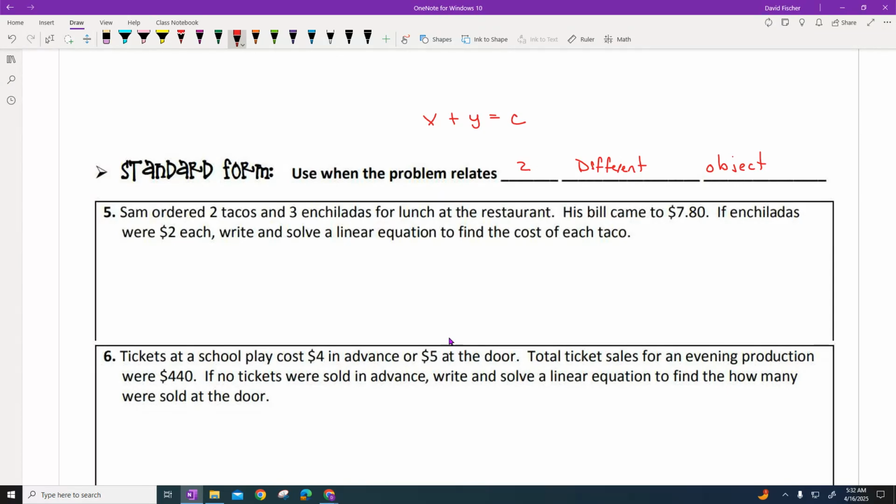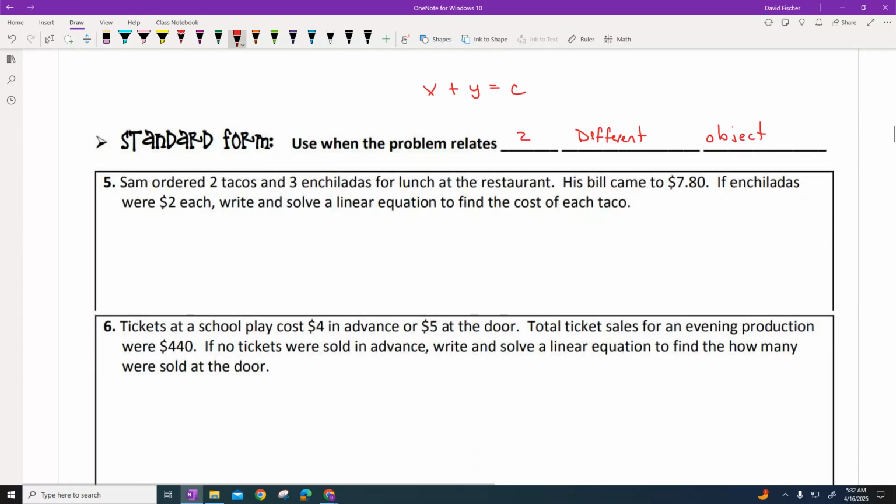Standard form. So just like we did a month ago, instead of x's and y's here, I want to get down to the end and say what my letter is and then use my key over here to figure out what I solve for. So here's Sam ordered 2 tacos and 3 enchiladas at a restaurant. So here's one item. So I'm going to put a cursive T equals tacos. I'm going to put a capital E for enchiladas.